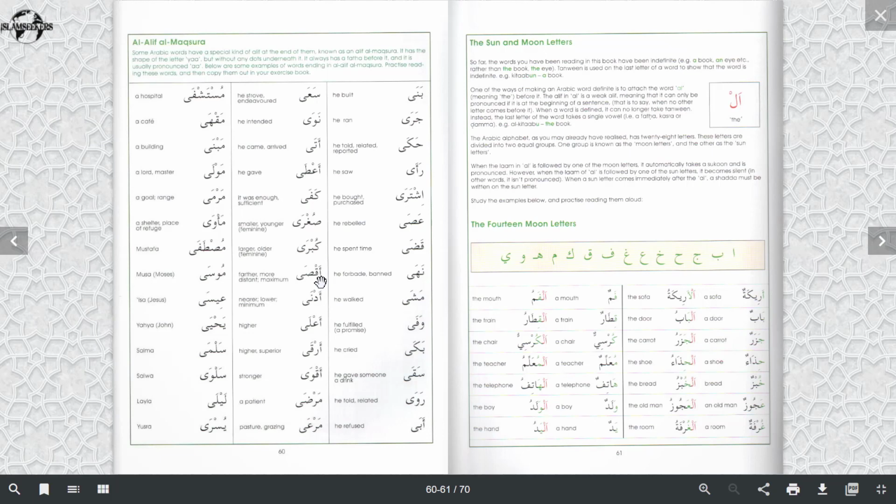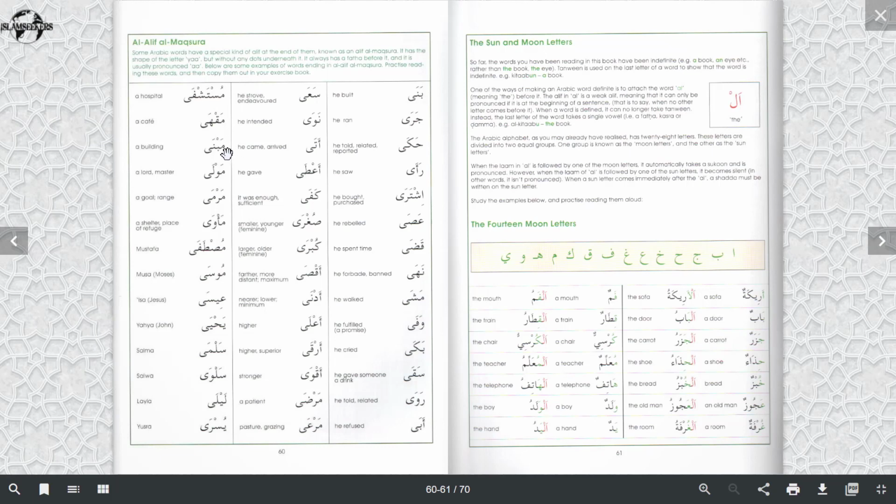أقصى. Farther, more distant or maximum. أدنى. Nearer, lower or minimum. أعلى. Higher. أرقى. Higher or superior. أقوى. Stronger. مرضى. A patient. مرعى. Pasture or grazing. Column 3. مستشفى. A hospital. مقهى. A cafe.